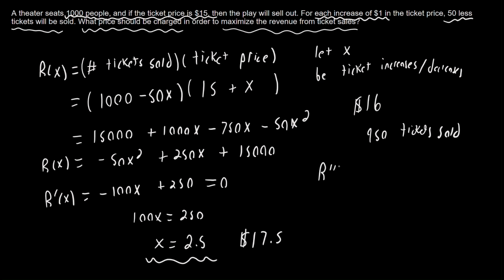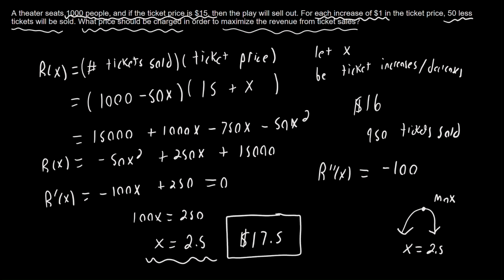So let's do the second derivative test to make sure this is right. So it's negative 100, meaning it's going to be concave down at that point, meaning we've found the point where the revenue is maximized. So this is when x equals 2.5. So our final answer is $17.5 to maximize revenue.